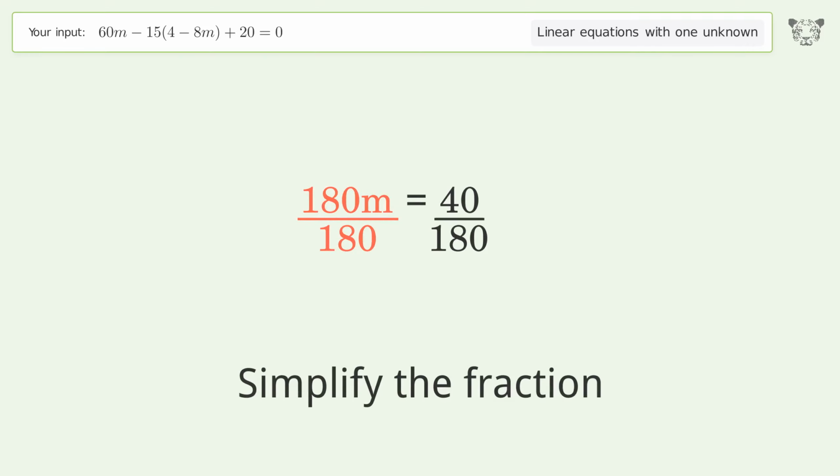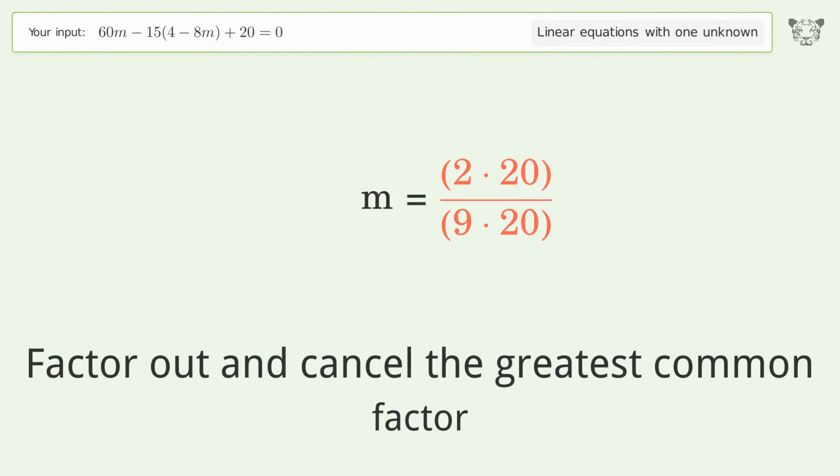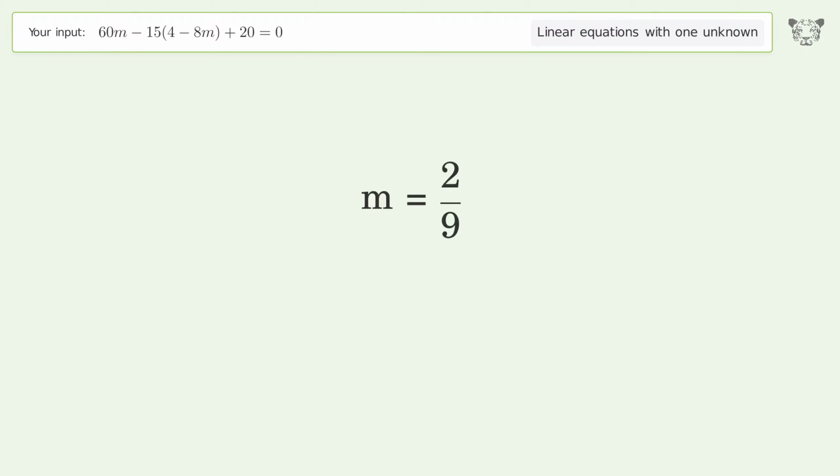Simplify the fraction. Find the greatest common factor of the numerator and denominator. Factor out and cancel the greatest common factor. And so the final result is m equals 2/9.